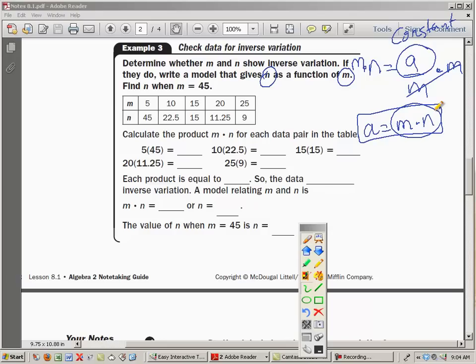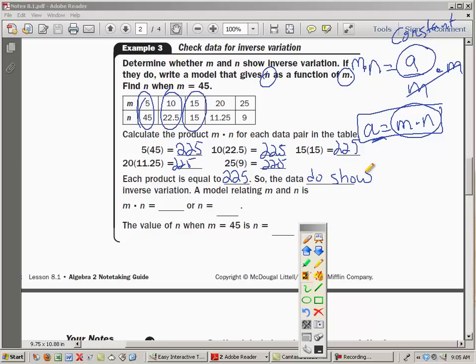Now, if this is a constant quantity, the product of m and n, okay, then that says that this is an inverse variation. So let's take the product of the m, the n term, 5 times 45, which becomes 225. Let's do this one, 10 times 22.5, hey, guess what, 225. What do you suppose 15 times 15 is? Yeah, that's right, 225. You guys getting a pattern here? 225, 225. So every one of them, m times n, is equal to 225. So since the product of each one of these is 225, the data does model inverse variation.